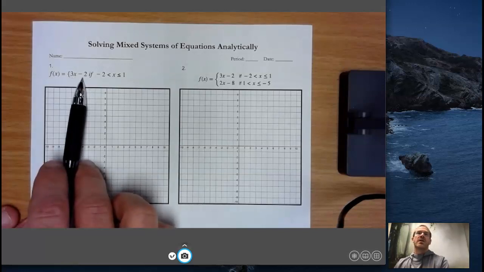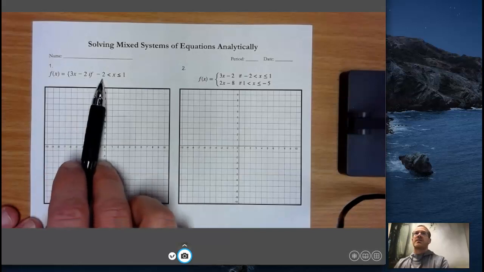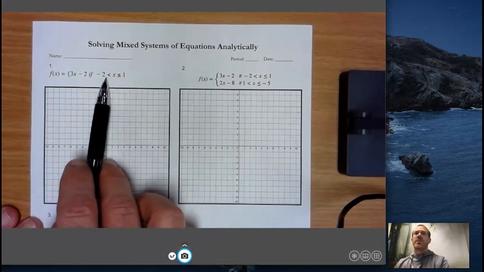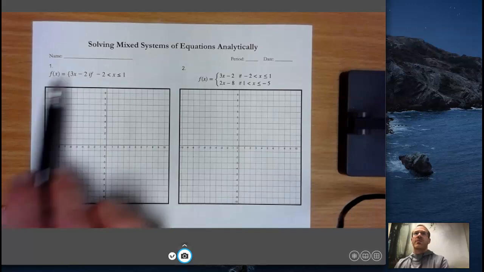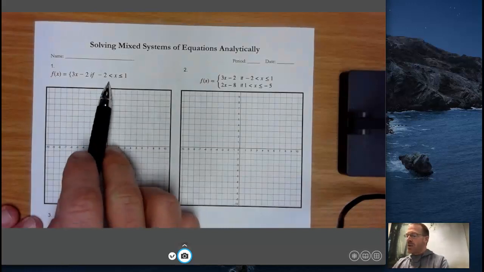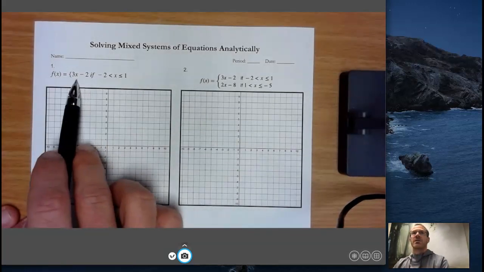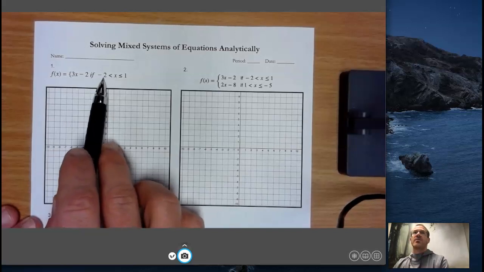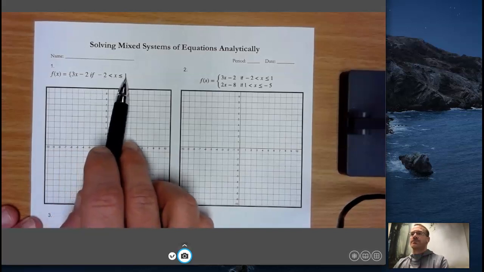Now, one of the ways that a piecewise function is different is it typically gives us an interval to work with. So notice if we just normally graph 3x minus 2, it would go on forever to the right and to the left. But that's not what's going to happen here. So what this rule is telling us is we're going to graph this line, but we're only going to graph the line from -2 to 1.